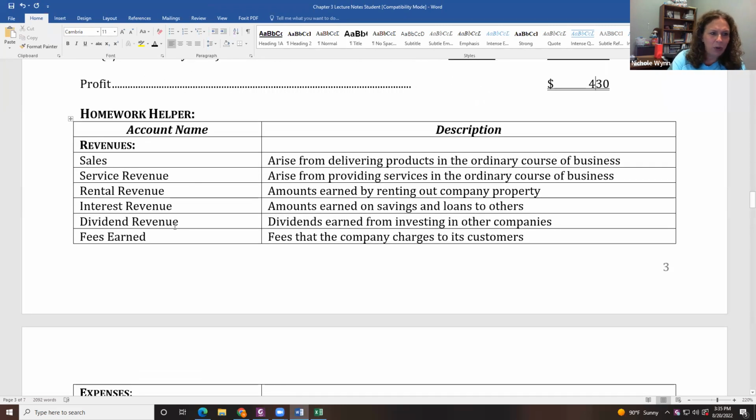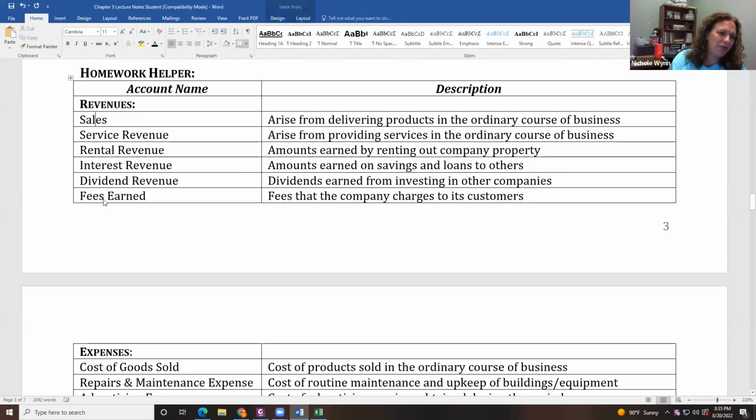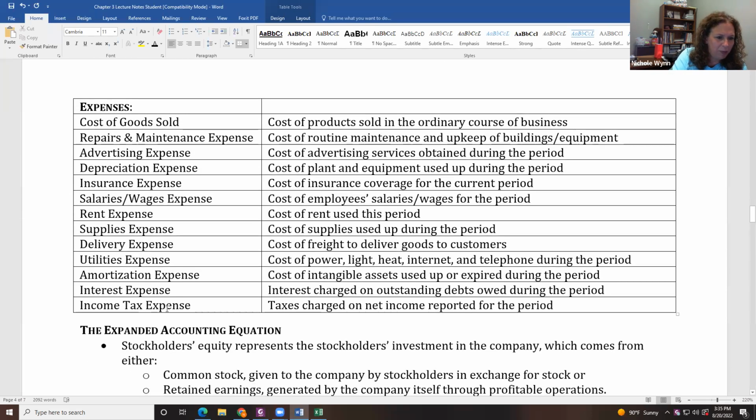So here I have a homework helper. I had one of these in chapter 2 also, just to give you a list of different names of things on the income statement. You can call your revenue whatever you want. I like to call mine revenue because I'm basic. You can call it sales, fees earned, interest revenue, service revenue, rent revenue, construction revenue, professional fees, whatever you want. And then here's a list of different expenses. They all end in expense except for COGS. Cost of goods sold is the cost of the item you're selling. And I think we talked about that way back in chapter 1 a little bit.